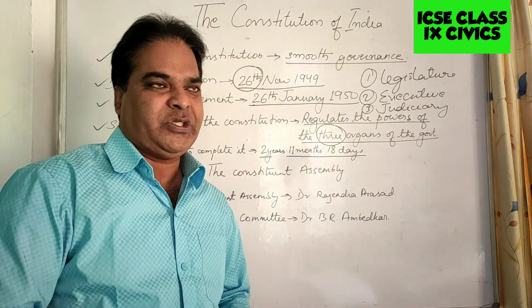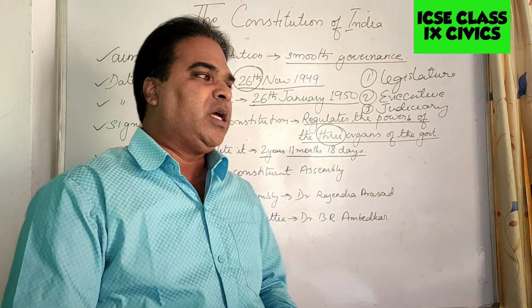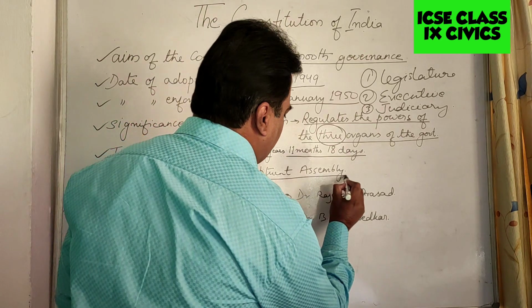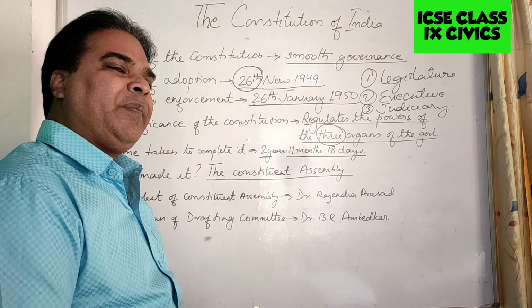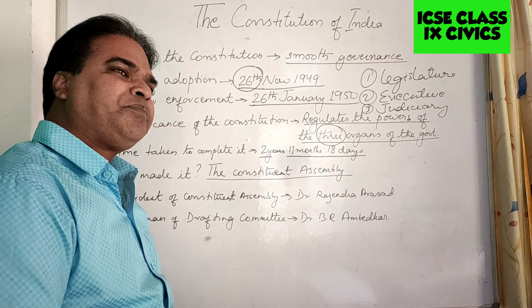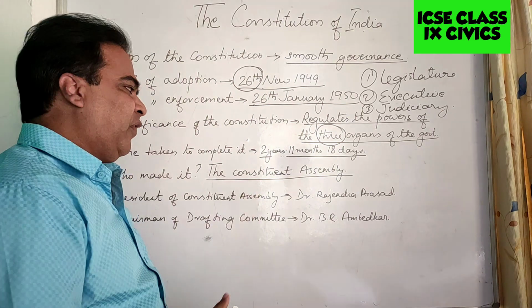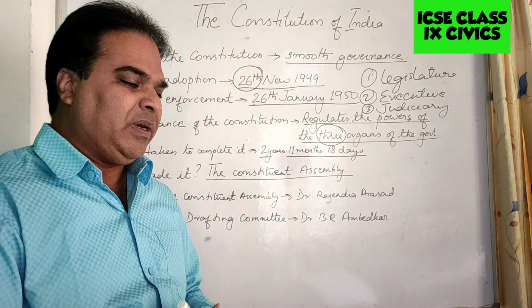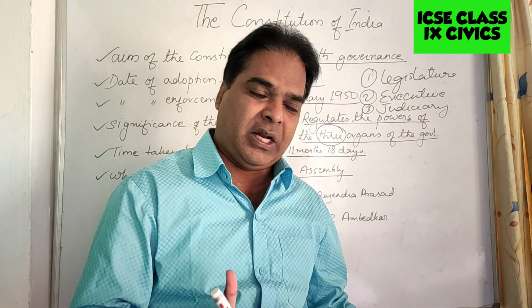Who made the constitution? Which body framed the constitution of our country? The body which framed the constitution of our country is the Constituent Assembly. What is the name of the body? Sital, what is the name of the body? Constituent Assembly. Very good. So this Constituent Assembly was given the task to frame the constitution of our country.